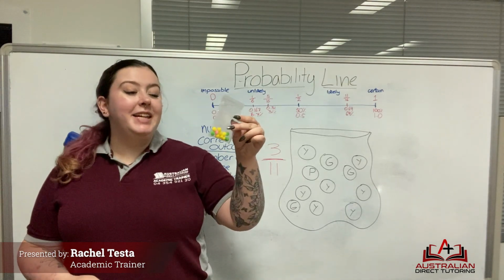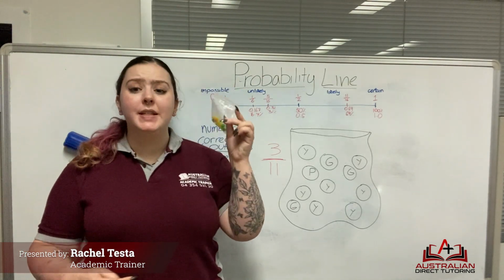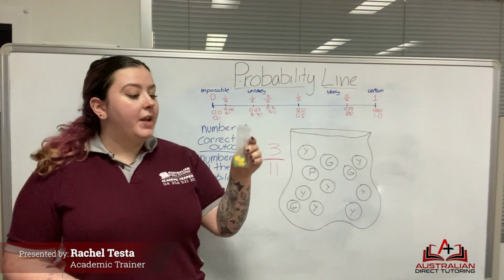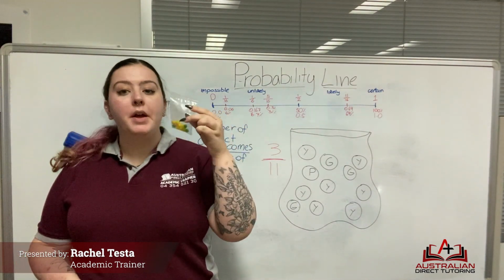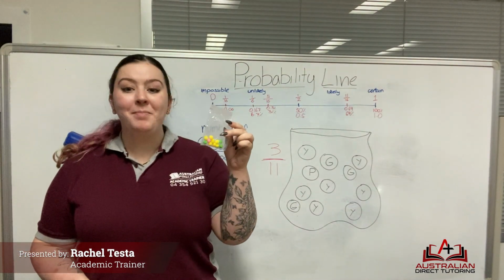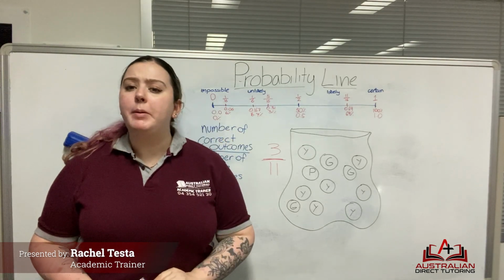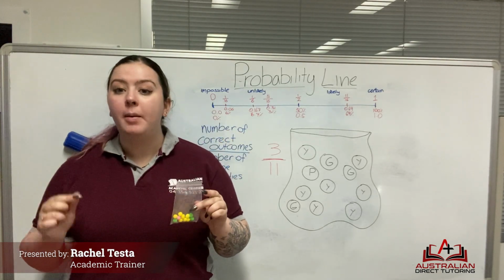Okay, I have a bag here of 11 pom-poms. The same bag is on the board. We have 7 yellow pom-poms, 3 green pom-poms, and 1 pink pom-pom. What is the probability of me pulling out a green pom-pom?